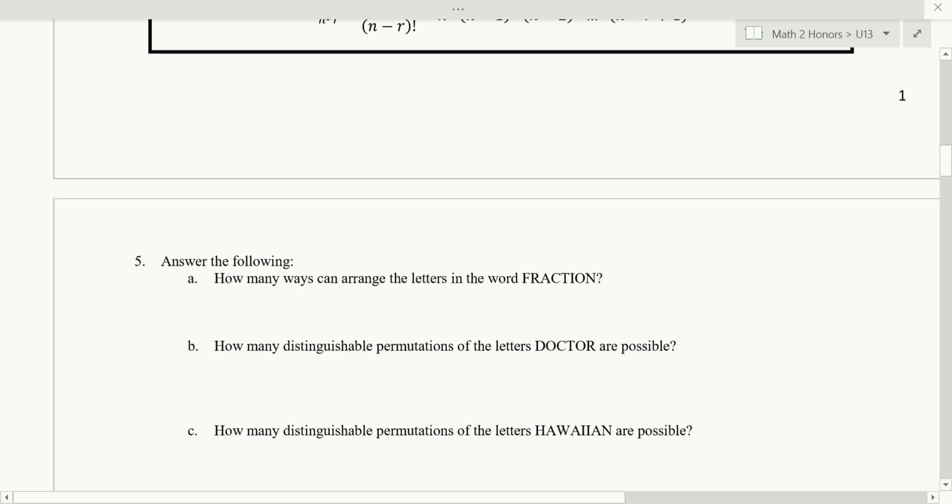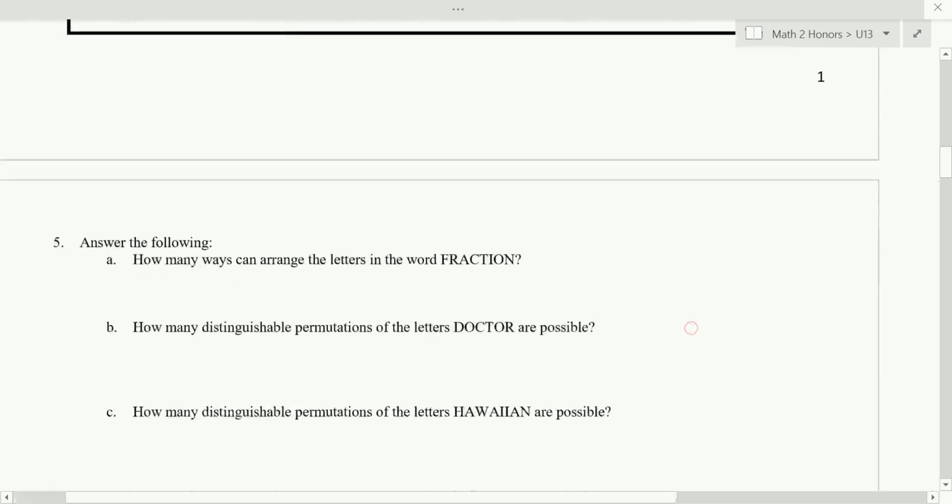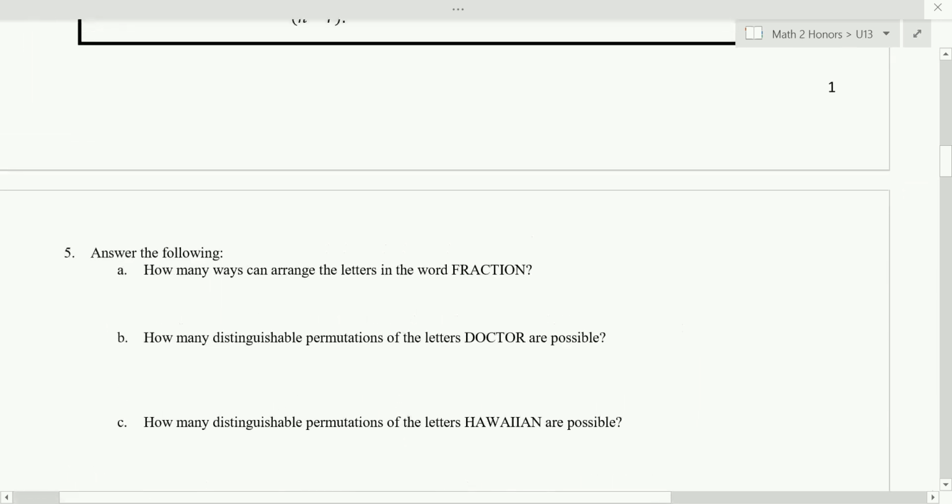Okay, before we get into these, one possible thing is talking about rearranging letters. Let me give you a smaller word. So let's say the letters A, N, D. What else? If I wanted to rearrange those letters, what else could I get?